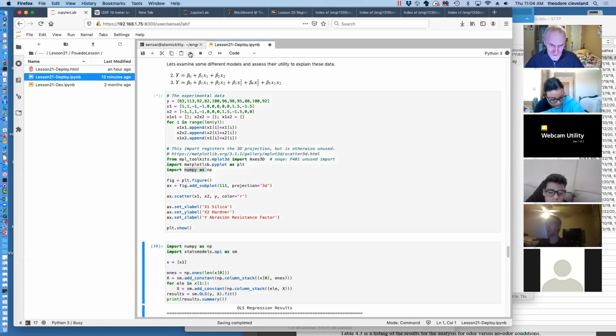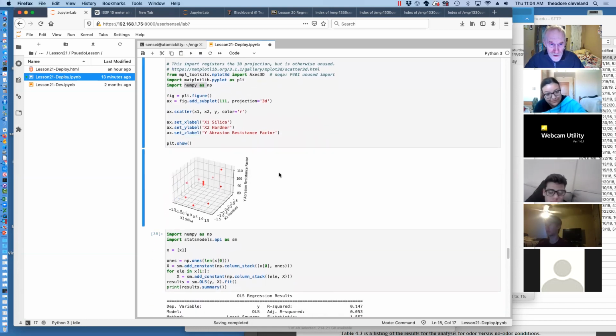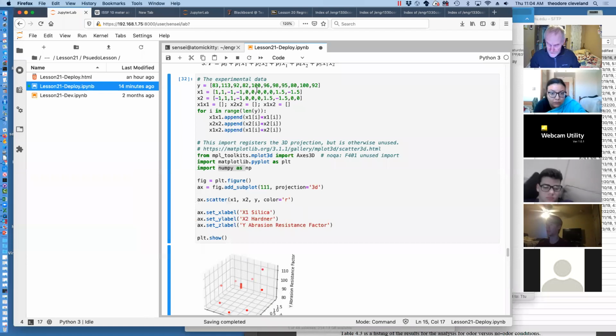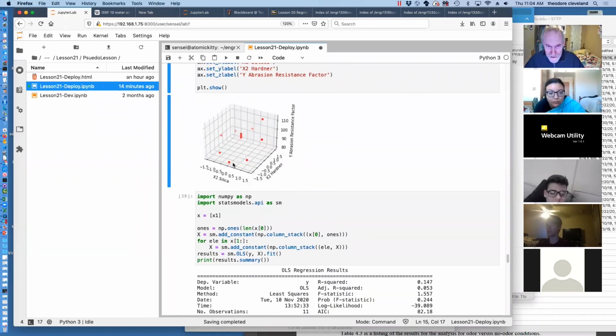So let's see if this runs today. Oh, good, it decided to work. And the only thing I wish I could do is make this plot bigger. But what I can do is just make the page bigger. So these red dots are now an attempt to represent our 3 dimensions of information.